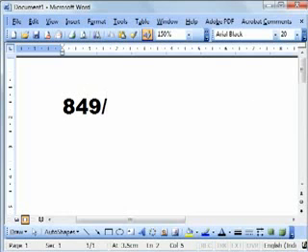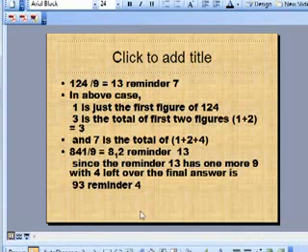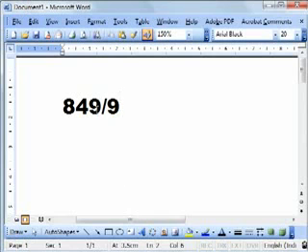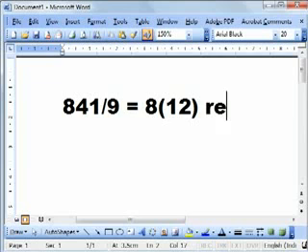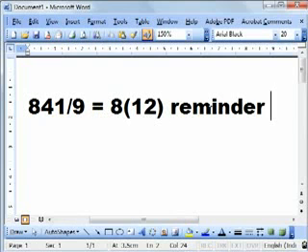849 divided by 9, this is the example we have taken, right? 841, sorry, just 841. So here we have to put the first number, 8, and the second number will be 8 plus 4, which gives us 12. Okay, and the remainder will be 8 plus 4 plus 1, which is 13.